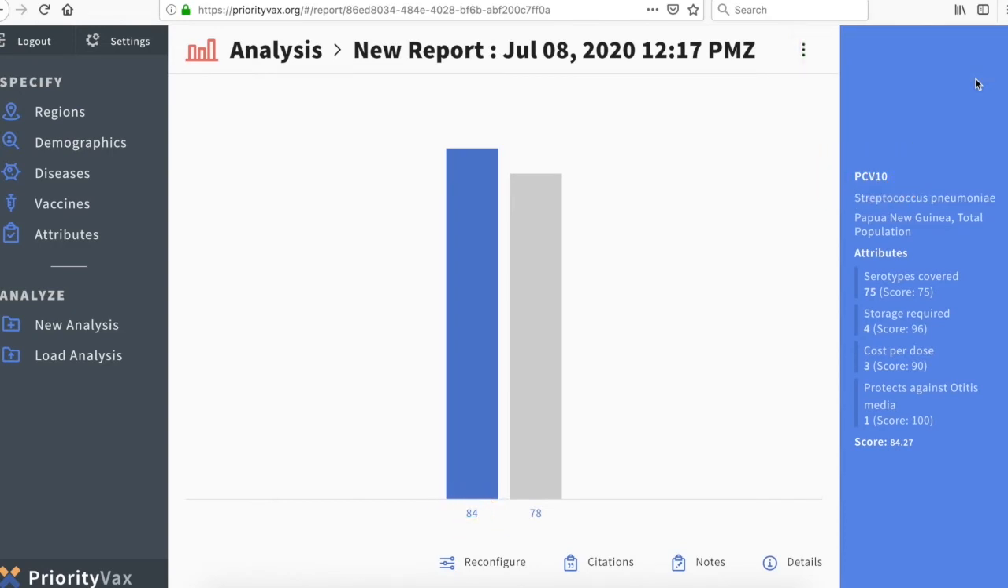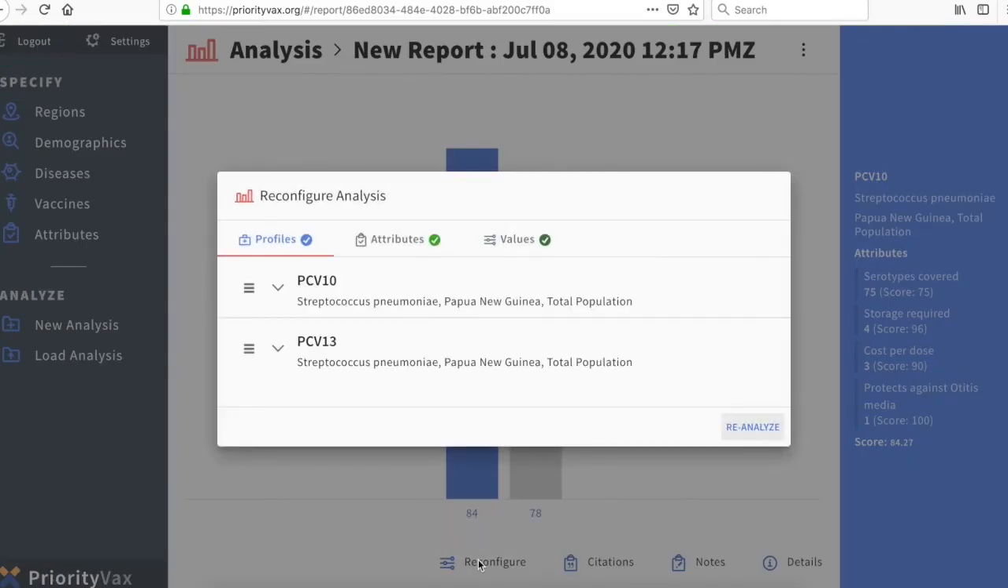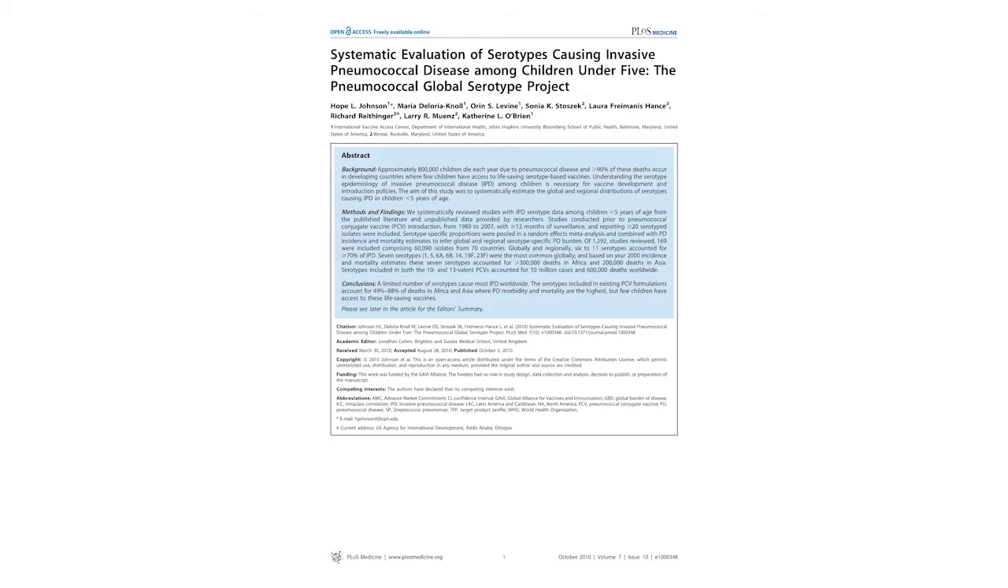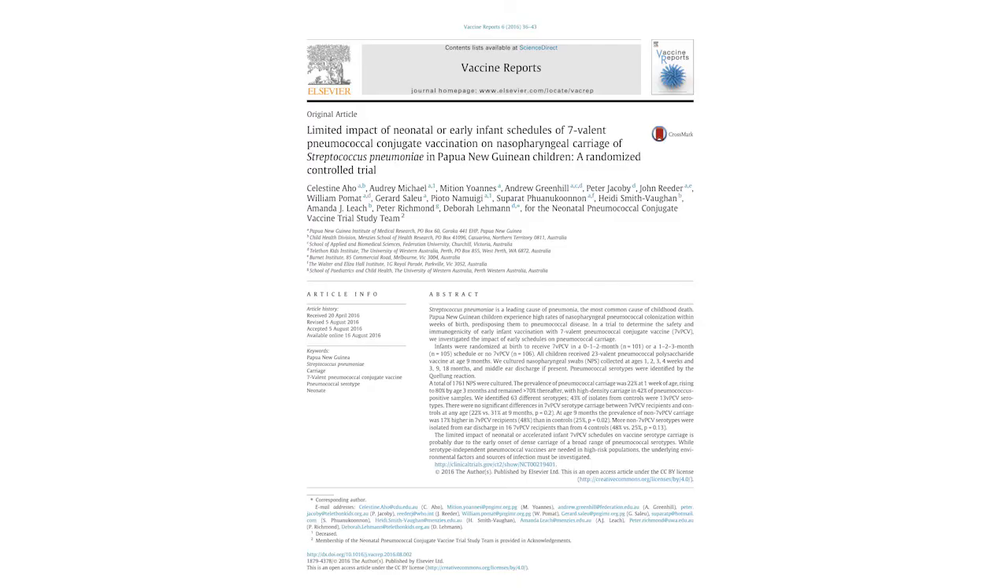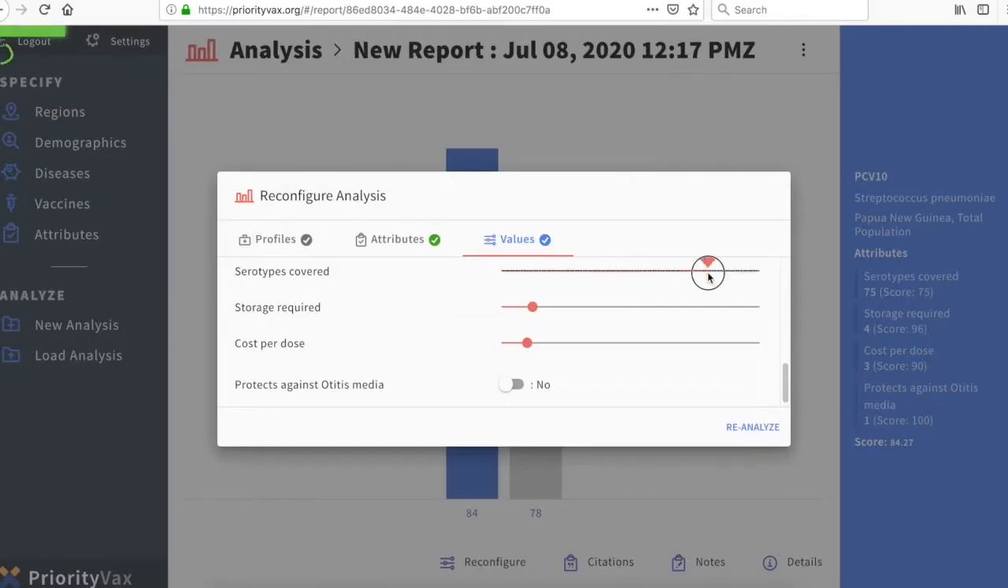In this example, we used serotype coverage from the application, and at that time it was the best available data. But it wasn't actually from Papua New Guinea. It was from a regional estimate of a global study. At the time of the application, there was a randomised control trial in Papua New Guinea that published more relevant figures a few years later. And because we can reconfigure our analysis, we can update our evidence to reflect the latest information.